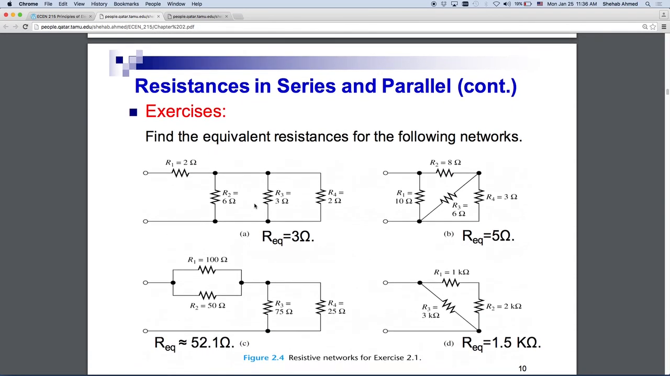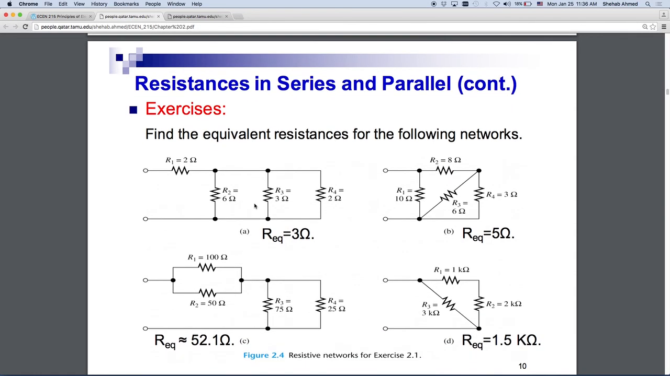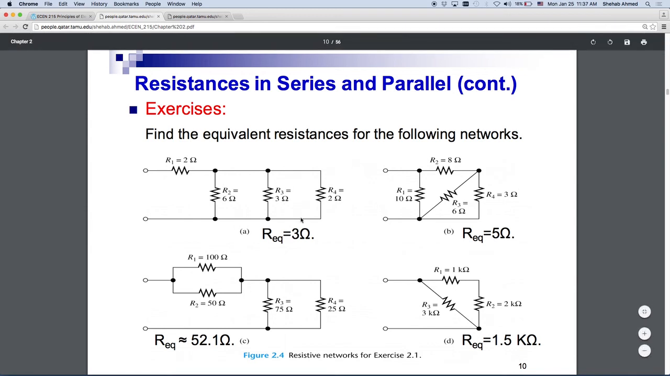More examples here. What do we do? These are 4 different networks. So how do I start thinking? I want to find the equivalent resistance across my source. For this, how do I start thinking?